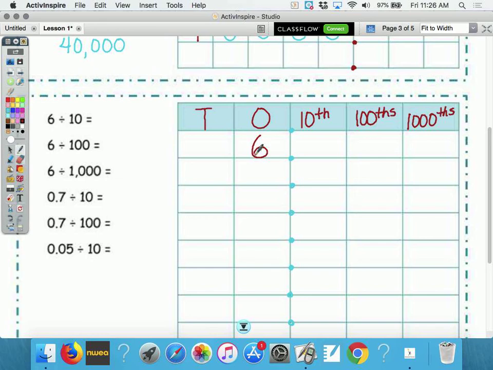I'm going to divide by 10. So which way am I going to move? Sit Lily's phone today. It's a good thing I'm recording.